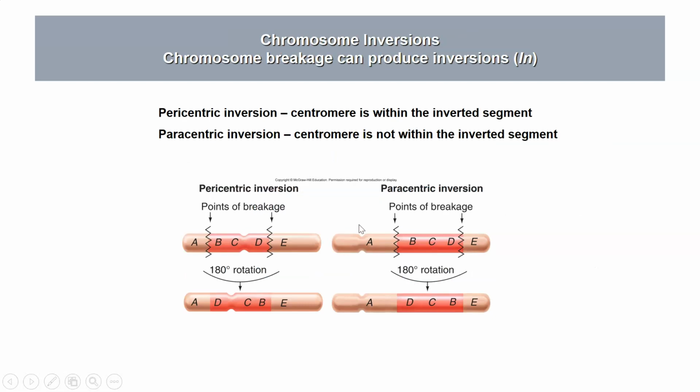How about chromosome inversions? There are two main types. If an inversion involves the centromere, that's called a pericentric inversion. So this one on the left would be including the centromere in the inversion segment. Or you can have an inversion chromosome that does not involve the centromere. That's called a paracentric inversion. Inversion chromosomes don't change the dose of genes on the chromosome. They just change the order.